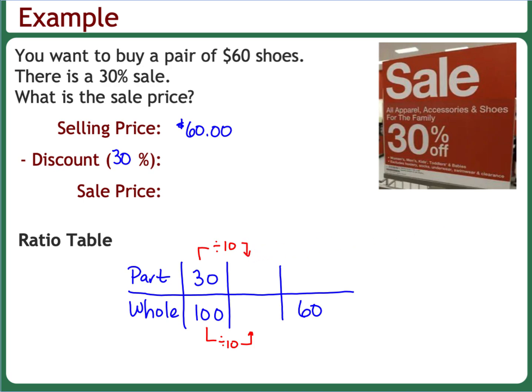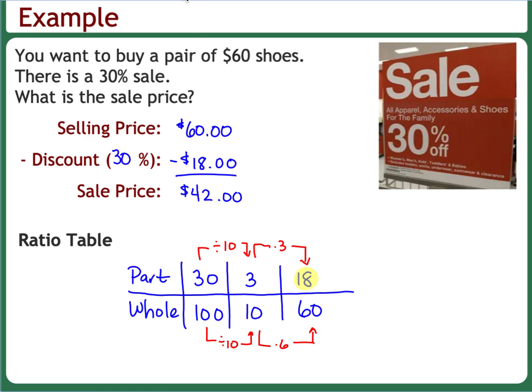And we get 3 over 10. And now we can scale up by 6 to get to 60. So we scale up our 3 to get to 18. So notice we got the same discount amount of $18. So then we subtract $18 and we get our sale price of $42.